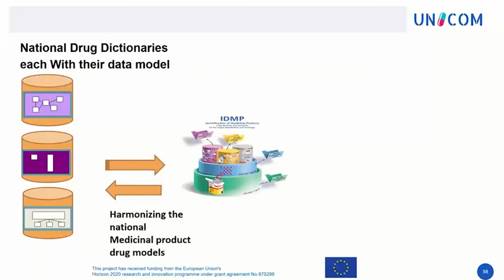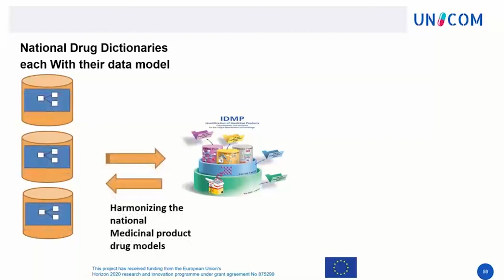Next slide. We can also harmonize the national medicinal product drug models. Next slide. So that the models by which drugs are represented in each of these national drug dictionaries become much more harmonized, much more similar, in short, semantically interoperable.